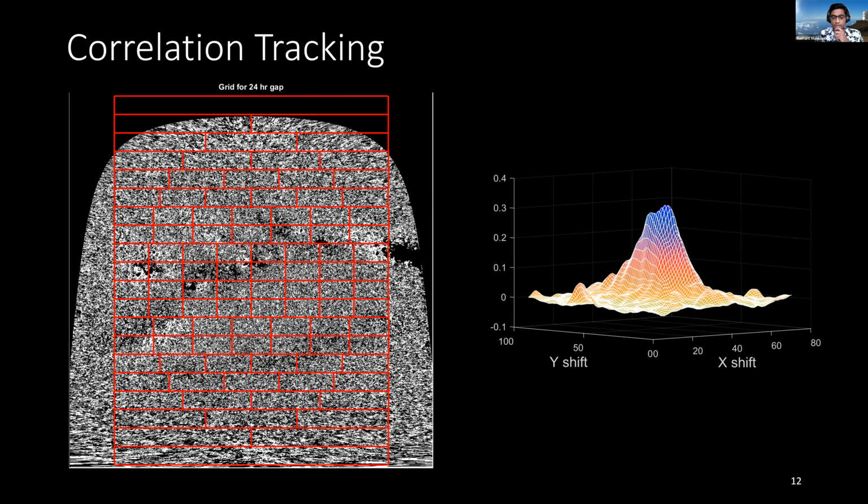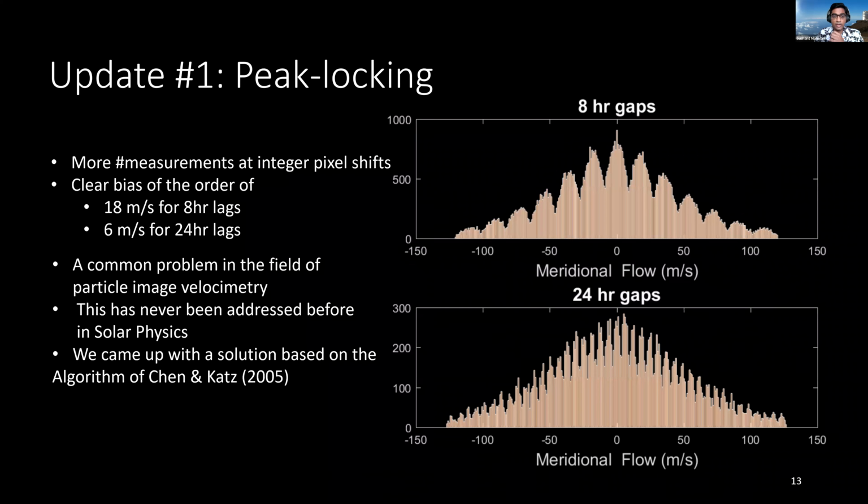Now, I started working on Lisa Upton and David Hathaway's algorithm, which already existed, and found several things that needed improvement. So this talk is really about discussing those improvements that we made. The first was peak locking.